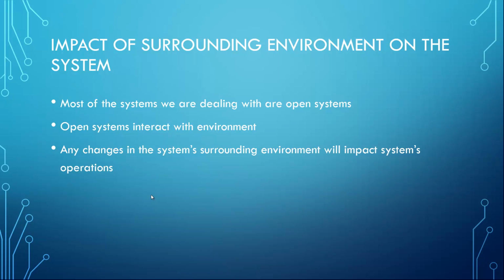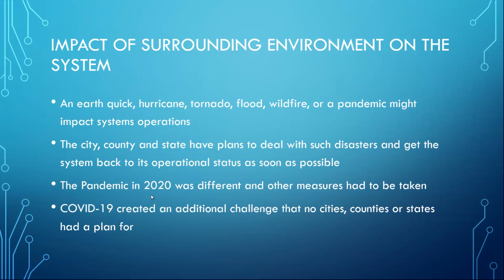So how do we deal with the impact of the surrounding environment on that system? For example, an earthquake, hurricane, tornado, flood, wildfire, or a pandemic might impact system operations. The city, the county, and the state have plans to deal with such disasters and get the system back to its operational status as soon as possible. So the government has a plan, and they have policies, they have rules, they have certain steps that they need to follow to do that.